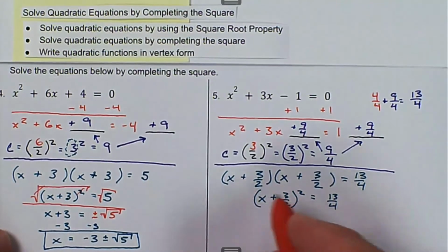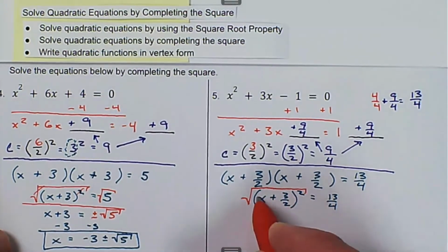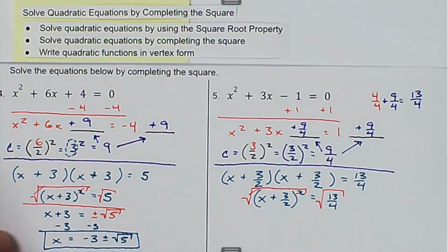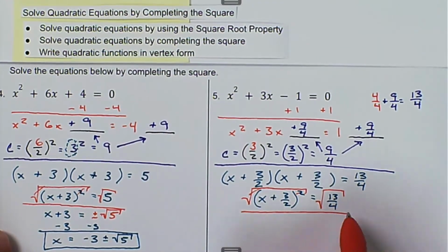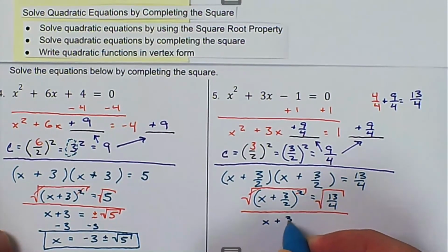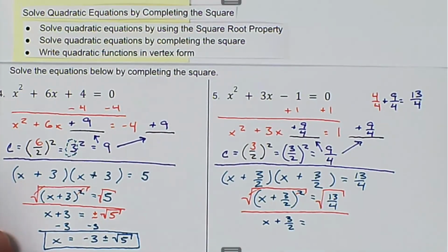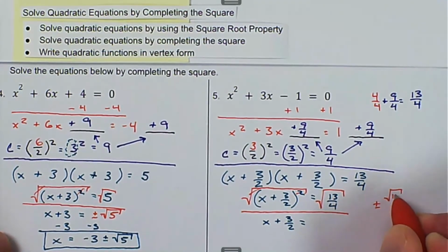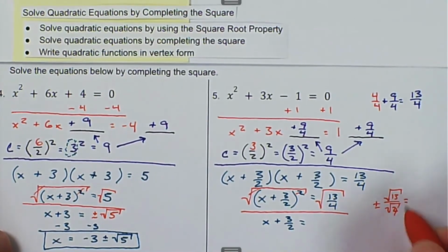The reason we got this far is we want to get rid of that squared term there. So we take the square root of both sides. Our radical cancels our exponent. On the left-hand side, what we end up with is x plus 3 over 2. And on the right-hand side, we took the square root, so we have to have plus or minus. And we can split this radical up as the square root of 13 over the square root of 4. And we know the square root of 4 is 2. So that's plus or minus the square root of 13 over 2.